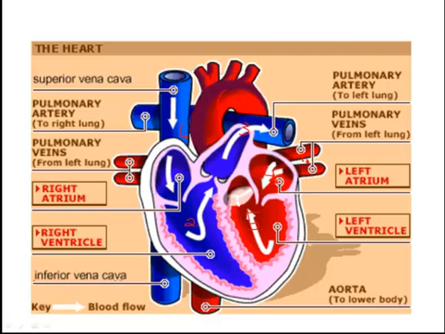So it's that same kind of circuit as we go around. So you come in, go down the right side of the heart, over to the lungs, come back to the left side of the heart, and then out to the body. And it keeps going and going and going.